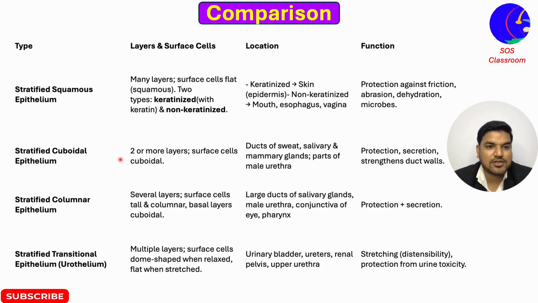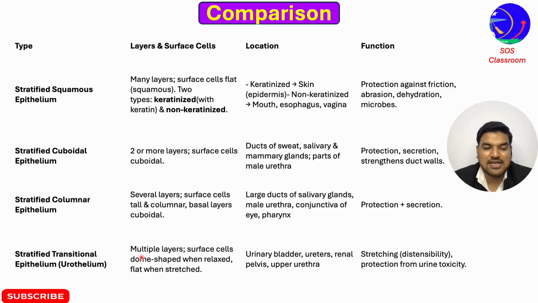Next is cuboidal. Cuboidal means cube-shaped. For example, duct of the sweat glands, salivary glands, mammary gland and part of the male urethra. Function: protection, secretion, strengthening duct walls. Next is the columnar, meaning cells are present in column shapes. For example, large ducts of the salivary glands, male urethra, conjunctiva of the eyes and pharynx. Function: protection and secretion.